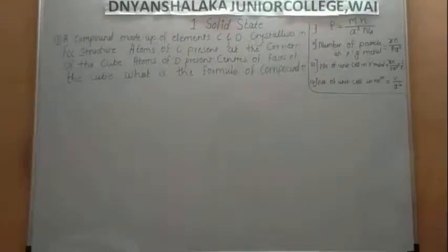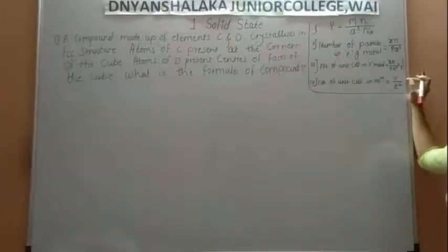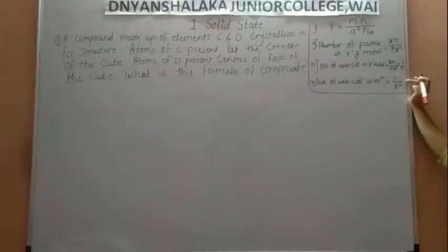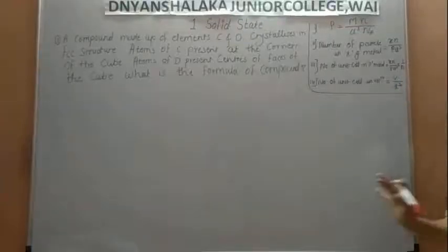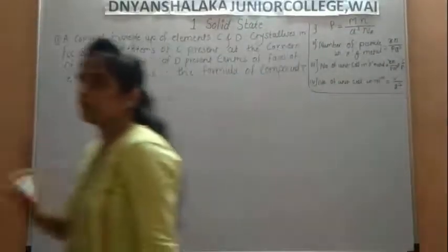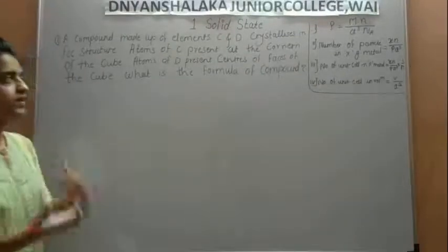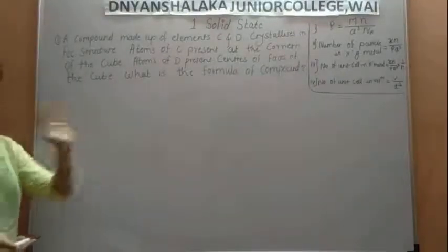How to find the number of unit cells in a volume? It is equal to V upon a cube, where V means the given volume. So the number of unit cells is the given volume upon a cube. With the help of the V upon a cube formula we find the number of unit cells. Using these formulas we find different kinds of numerical examples.